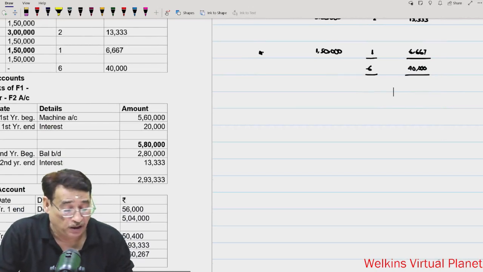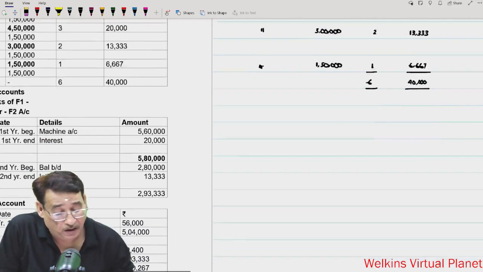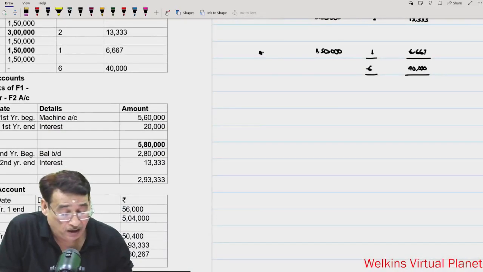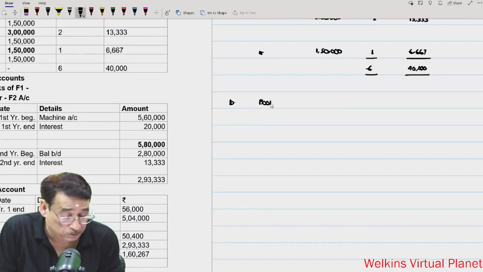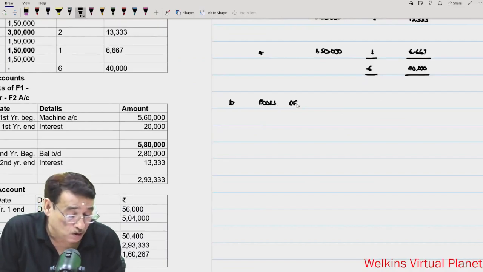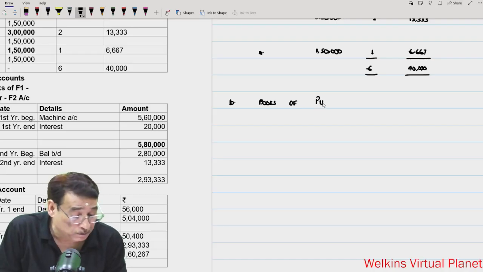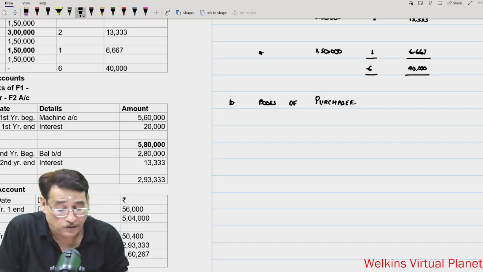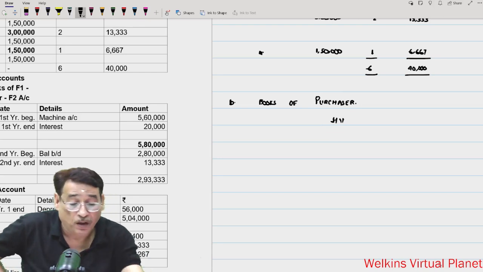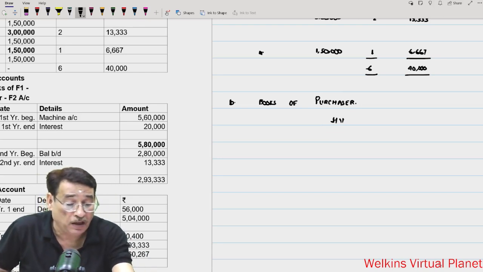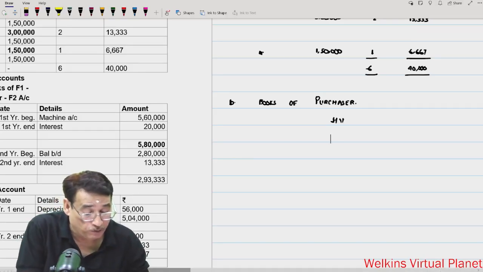Once you have determined the interest, that was step number A, step number B is books of purchaser. Now you will write the books of purchaser. In the purchaser's books, first of all, you will write hire vendor account if you remember. Do you remember or not? If you remember, then let me know and I will keep on asking you questions.